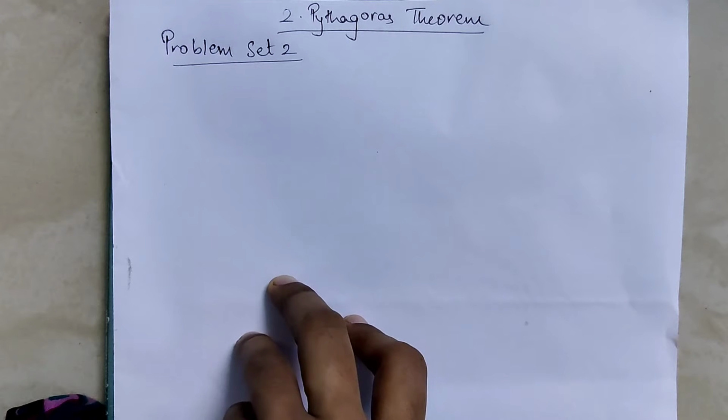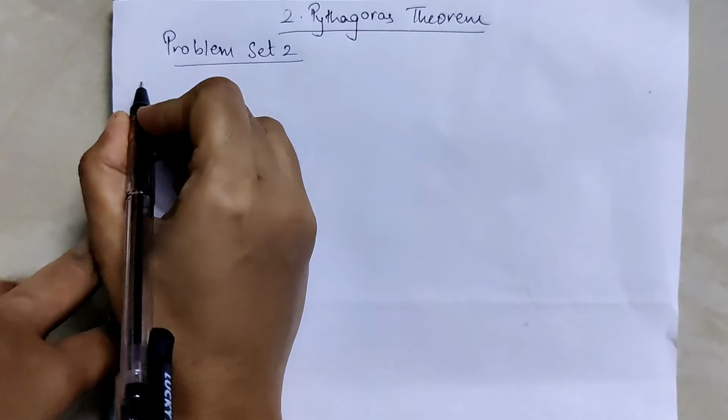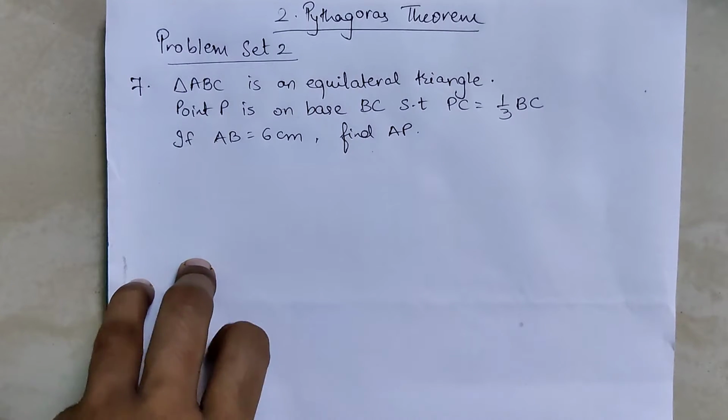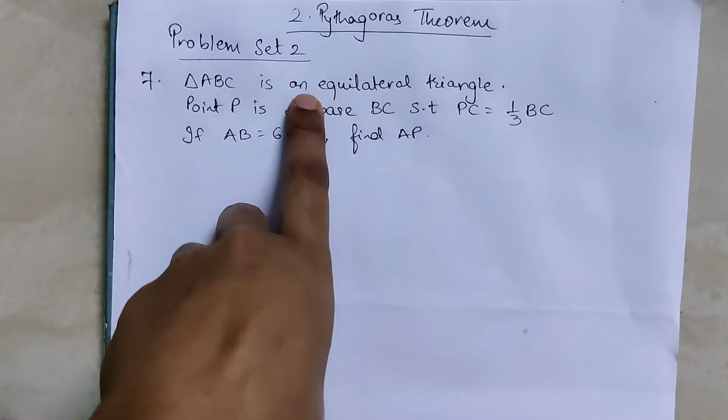So today we are going to do problem set 2 of Pythagoras theorem, maths 2. Okay, let us do question number 7. So let us read the seventh question. Triangle ABC is an equilateral triangle.